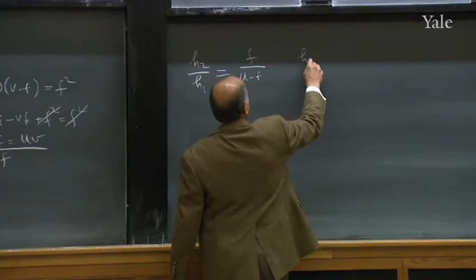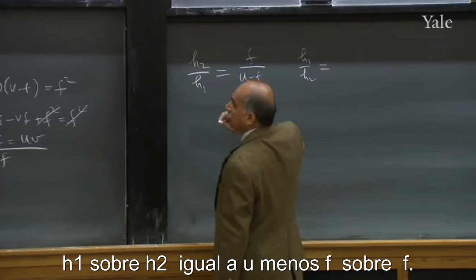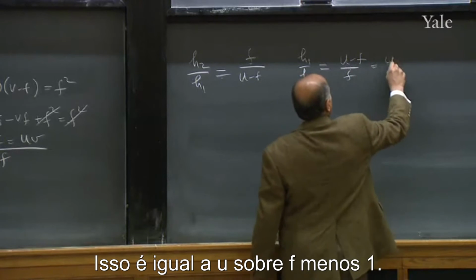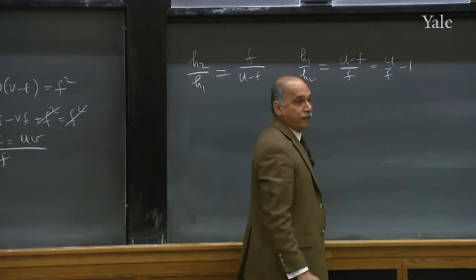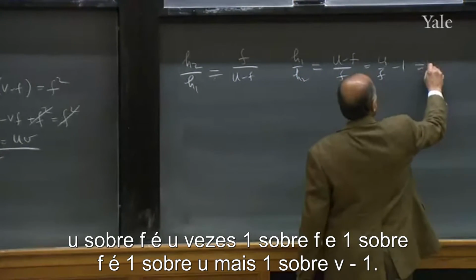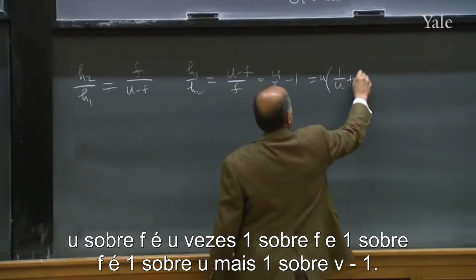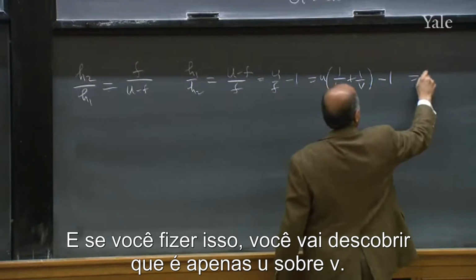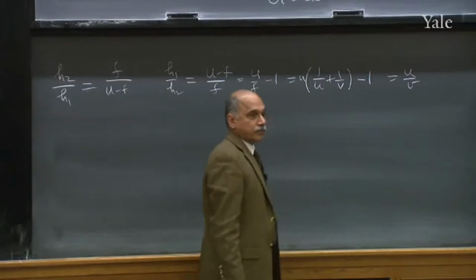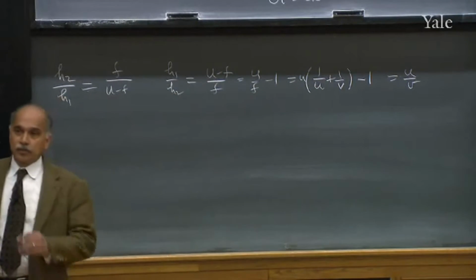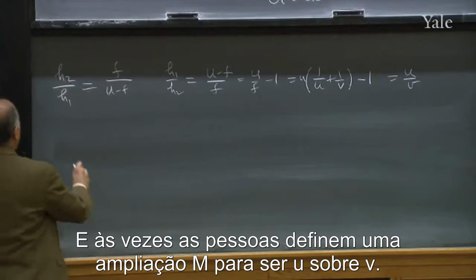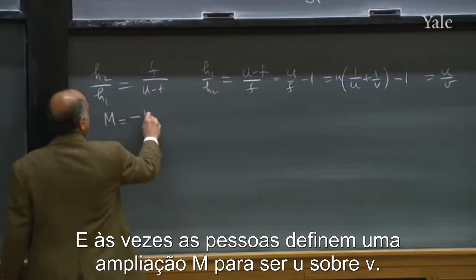Or let me write it another way, easier. h1 over h2 is equal to u minus f over f. That's equal to u over f minus 1. u over f is u times 1 over f, but 1 over f is 1 over u plus 1 over v. Minus 1. And if you do that, you'll find it's just u over v. So the ratio of the object size to the image size is just the ratio of the object distance to the image distance. And people sometimes define a magnification m to be minus u over v.